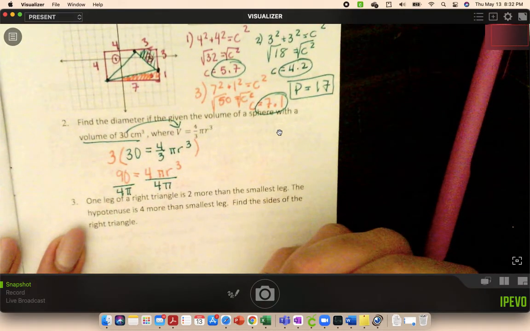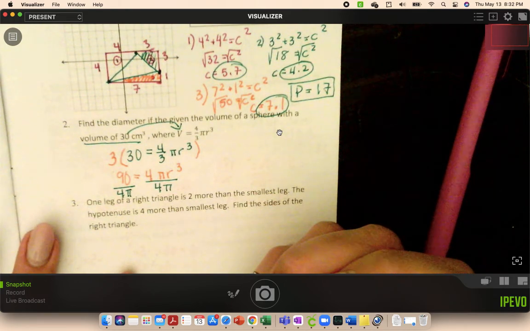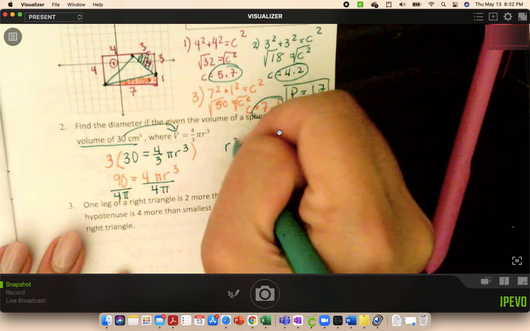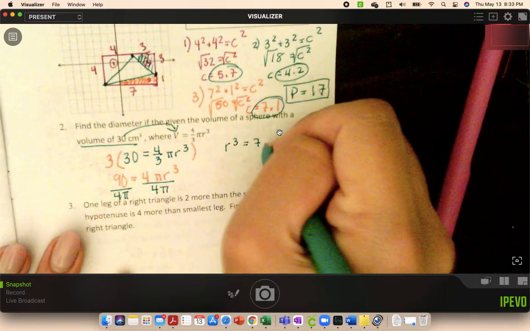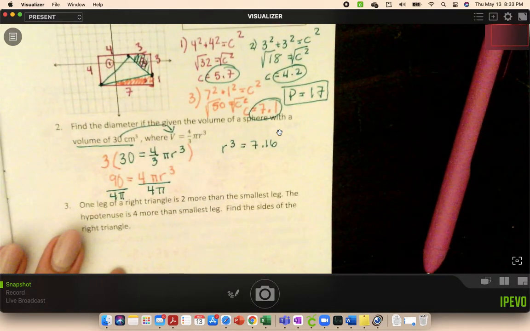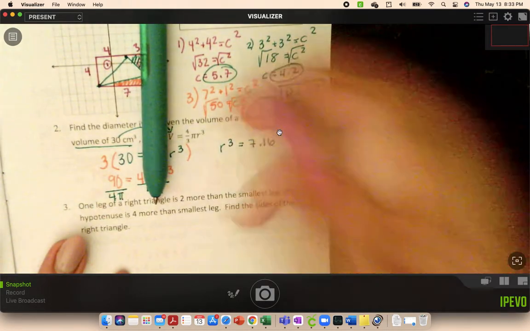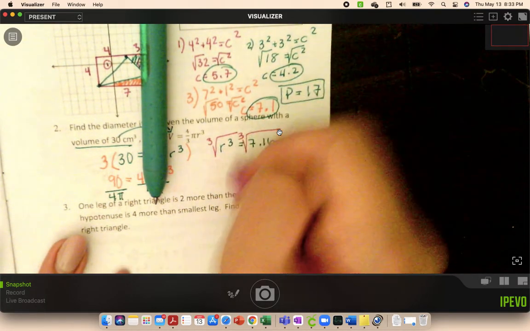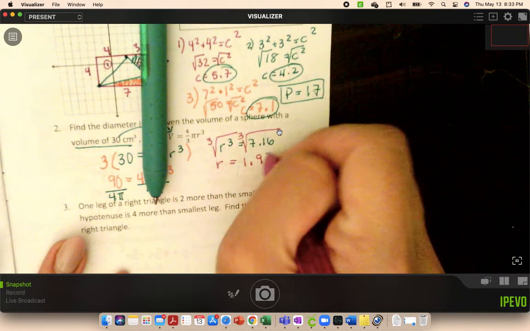All right, and that's totally a calculator thing, guys. I'm not expecting you, and they're not going to expect you to divide by pi without a calculator. All right, and what that leaves me with is r to the 3rd power is equal to 7.16. And again, I just want to know what my r is, so I'm going to take the 3rd root, or the cubic root, of each side in order to find that r is 1.93.